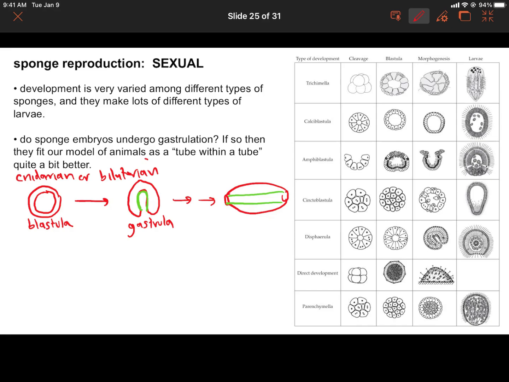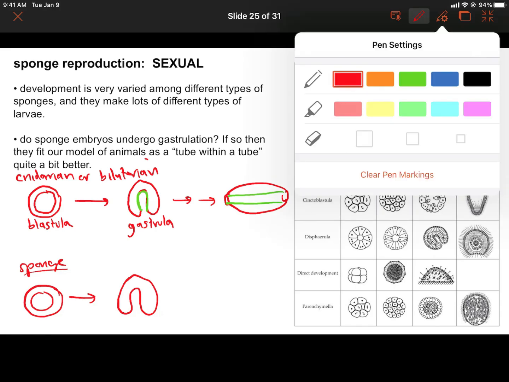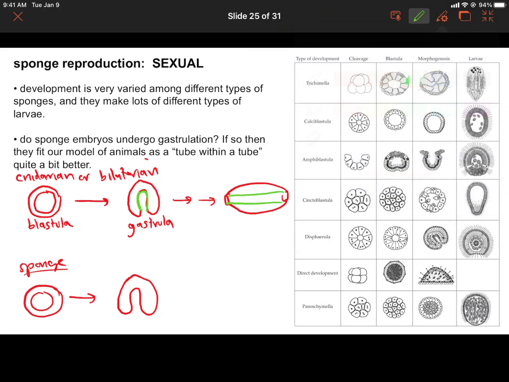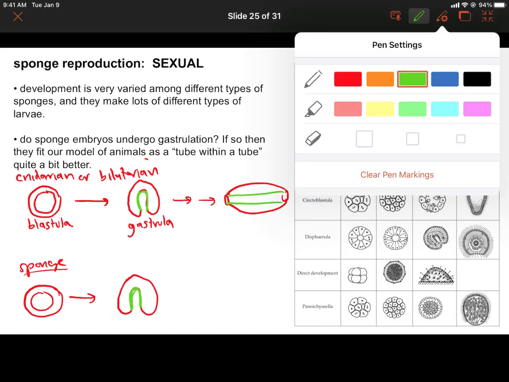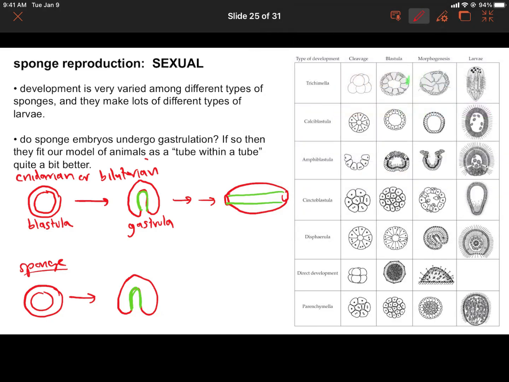So we can find some sponges that make perfectly good blastulae. So let's look at a sponge here. Perfectly good blastulae that do something that looks very similar to gastrulation. So they make those two layers, and we can call that endoderm here. But then what happens when you go on to form an adult? Because if you look at a simple sponge, it is kind of a tube within a tube, right? The outside tube is lined with pinacoderm, the inside tube is lined with choanoderm.